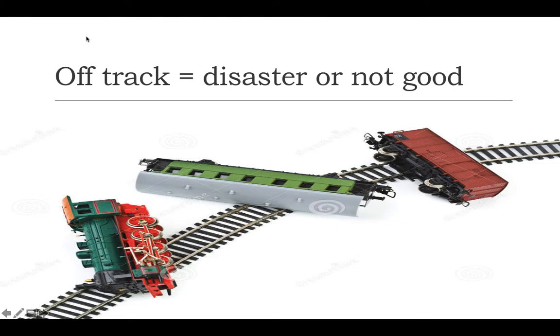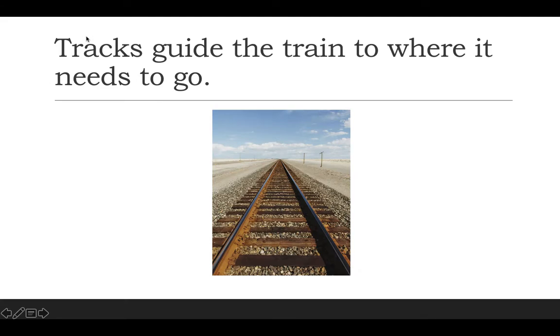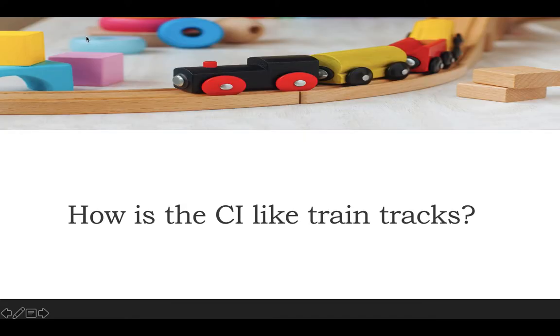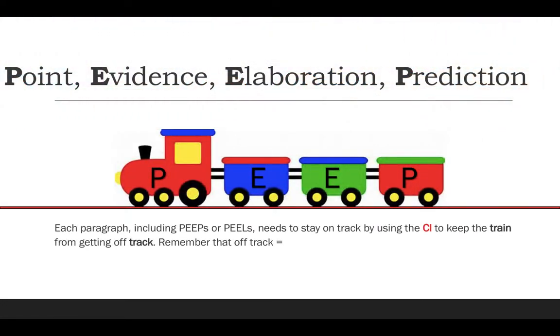So let's see how this connects to writing. Tracks guide the train to where it needs to go. So think about this. How is the CI like train tracks? There I have a little choo-choo train. Here's the engine and then all the other cars that follow, and they're all connected. So how is the CI like train tracks? It's like this. The CI kind of is guiding the train along. So we're going to talk about that.